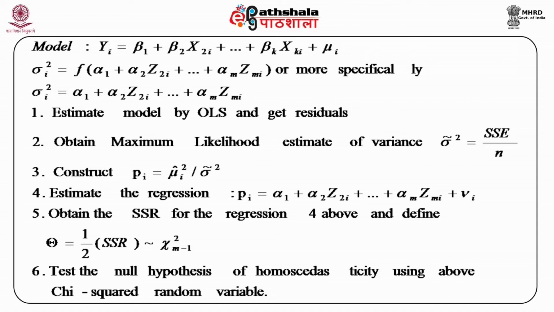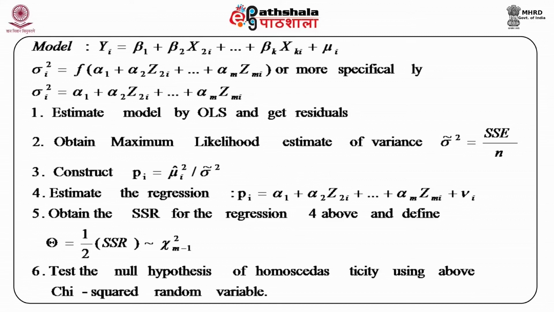Now, to have a better idea of this method, follow the below mentioned steps. Run the above regression in the equation and obtain the residuals. Next, get the maximum likelihood estimator of sigma square, which is sigma square equal to SSE or the sum of ui hat square divided by n. Define a variable pi which is equal to ui hat square divided by the maximum likelihood estimator sigma square. Now run the following regression: Pi is equal to alpha 1 plus alpha 2 z2i till alpha m zmi plus Vi. Here Vi is the residual term.